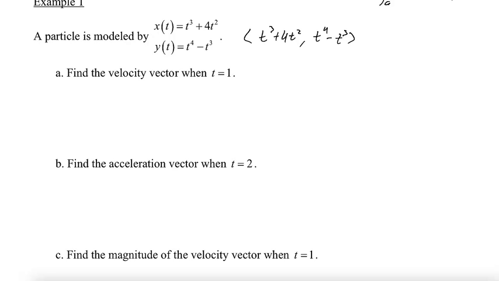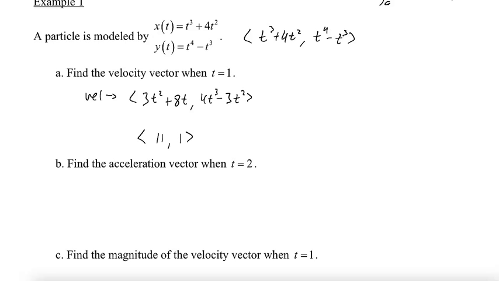Find the velocity vector when t equals 1. First, I need to find the velocity vector, and that's just taking the derivative. So 3t squared plus 8t, and then 4t to the third minus 3t squared. Now when t equals 1, the velocity vector is just when I put in 1 for t. So I have 3 plus 8 is 11, 4 minus 3 is 1. That is my velocity vector when t equals 1.